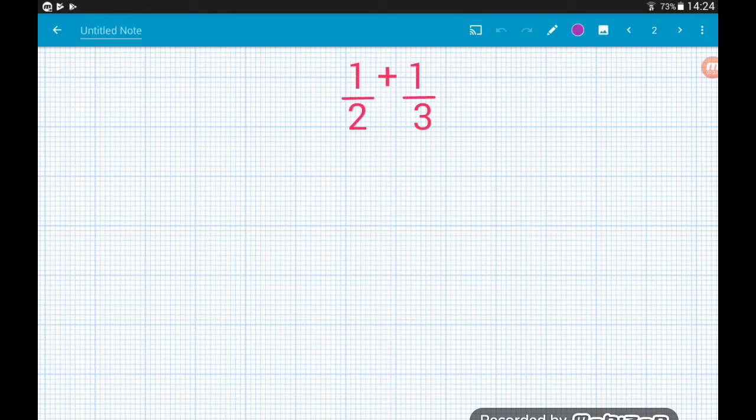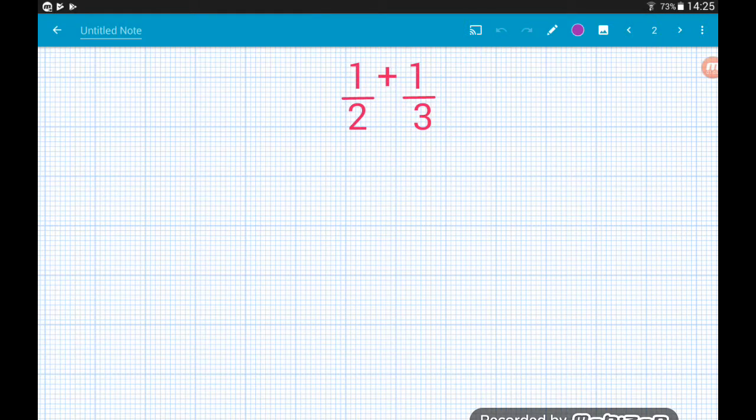Okay, so if we want to add 1/2 and 1/3 together, the important thing to remember is that when adding or subtracting fractions, you cannot do it if the denominators aren't equal. For example, if we try to add 1/2 and 1/3 by adding the numerators and the denominators together, we would end up with 2/5. Now 2/5 is smaller than 1/2, so that doesn't make sense at all for that to be our answer, and that is because it's wrong.